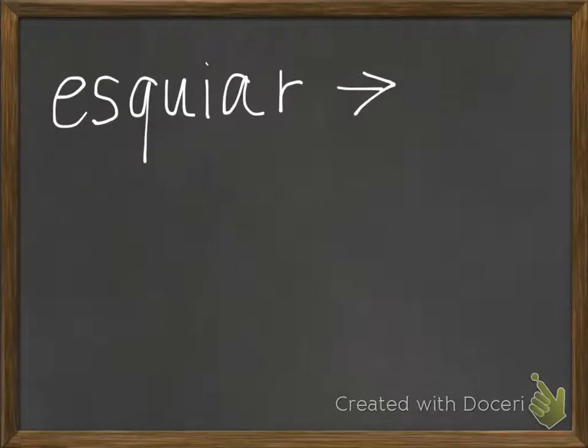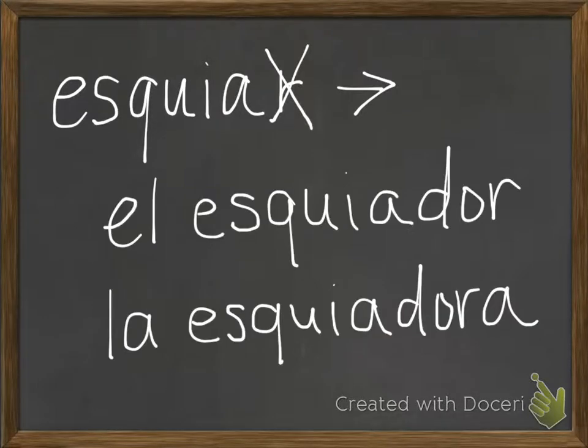Alright, see if you can get esquiar and change that one using your suffix. So instead of just saying esquiar, to ski, try to say skier, a male skier and a female skier. Pause the video, I'm going to write mine up if you're not sure. Remember to drop your R at the end here. Alright, so we have el esquiador and la esquiadora.